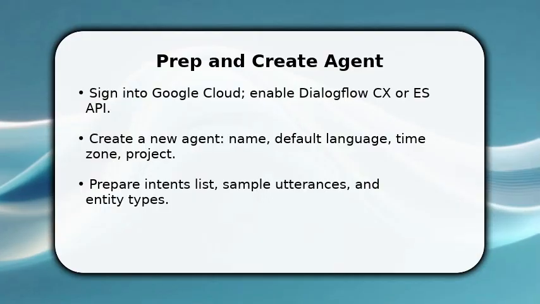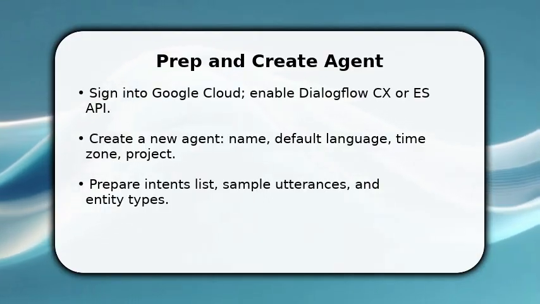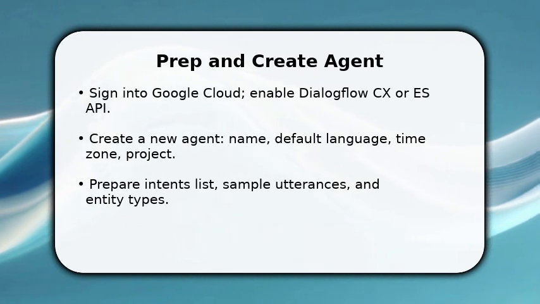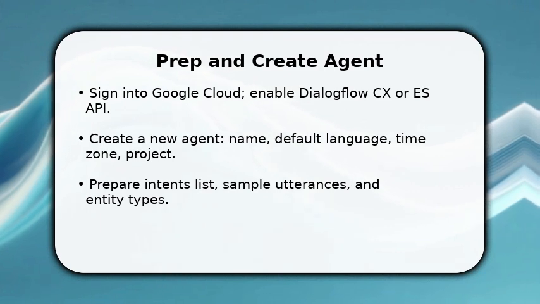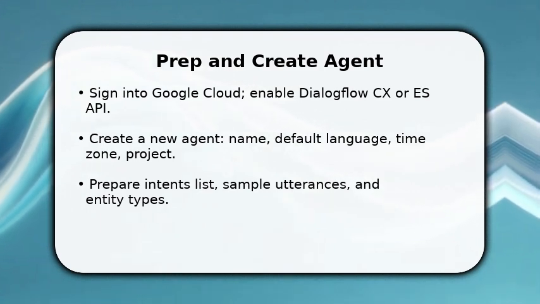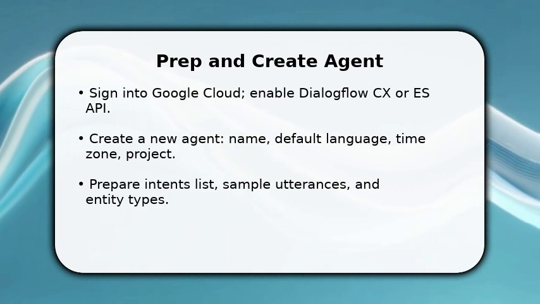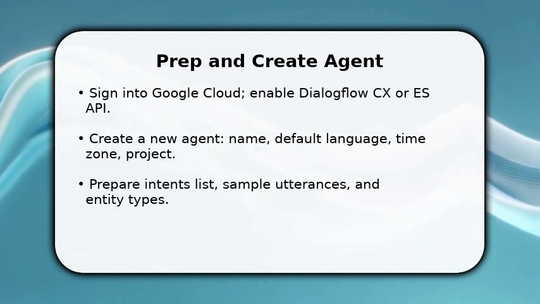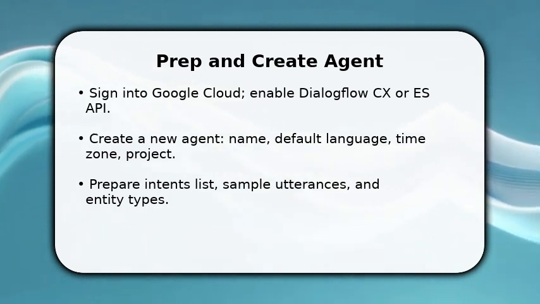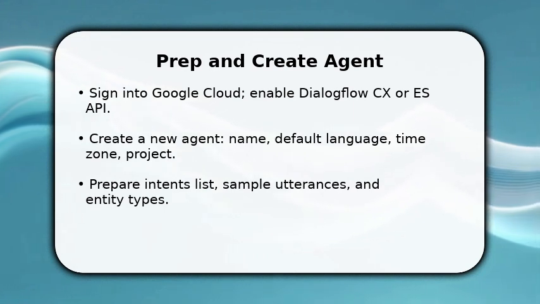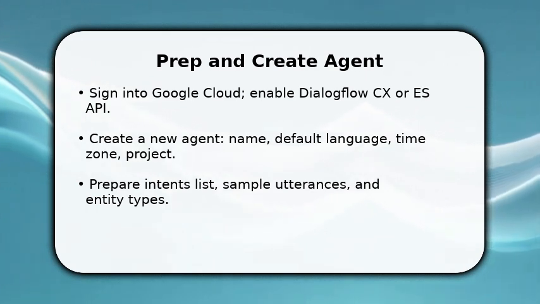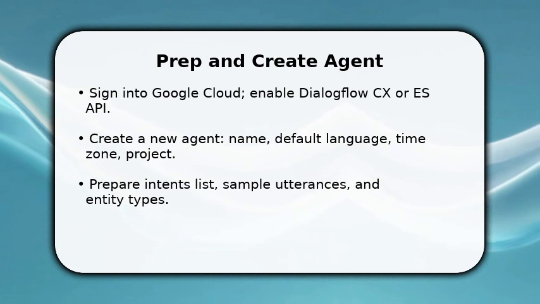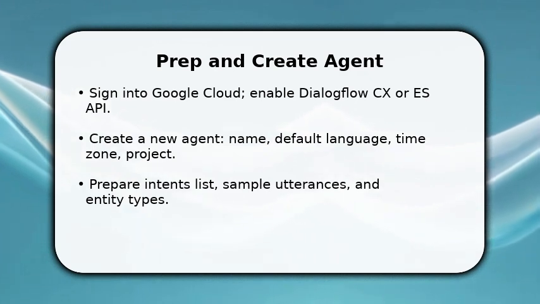You start by preparing essentials. Pick Dialogflow ES for simple bots or CX for complex flows. Once signed into Google Cloud, enable the Dialogflow API and create a new agent with language and time zone. Next, define your core intents and sketch example utterances so training data exists immediately. Create entity types for variables you'll capture. This gets you past setup and into building, so you can train and test right away without losing momentum.